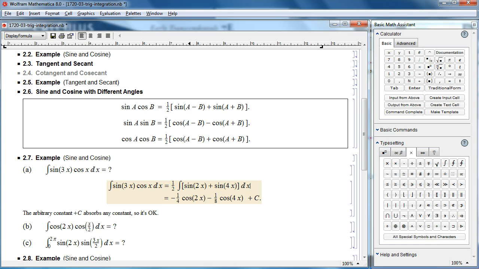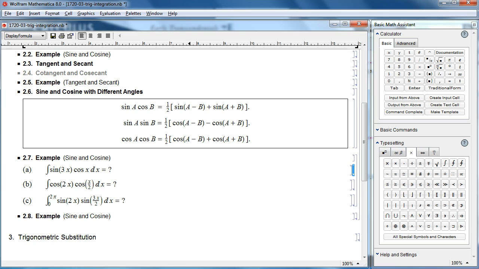After that, let's just recognize that antiderivative of sine is negative cosine, so we have negative cosine and another negative cosine. We have to apply the chain rule backwards, so extra 2 is divided and extra 4 is divided, so we have negative 1/4 and negative 1/8 respectively. And that's about it.